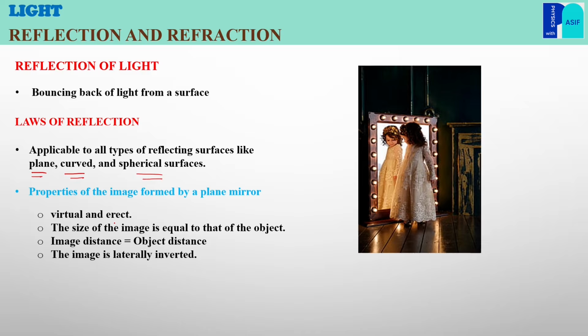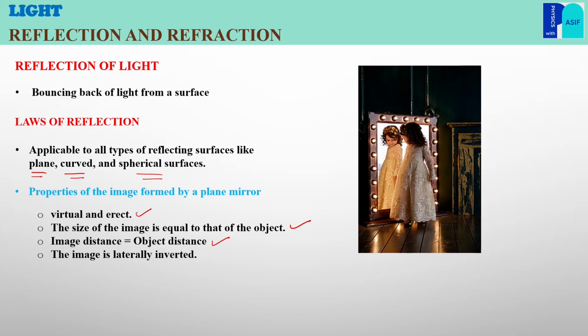Erect means that the image has the same orientation as the object. For example, when you stand in front of a mirror, your head remains at the top and your feet at the bottom, just like in real life. So the image also has the same order. The size of the image is equal to the size of the object. The plane mirror forms an image that is exactly the same size as the object in front of it.